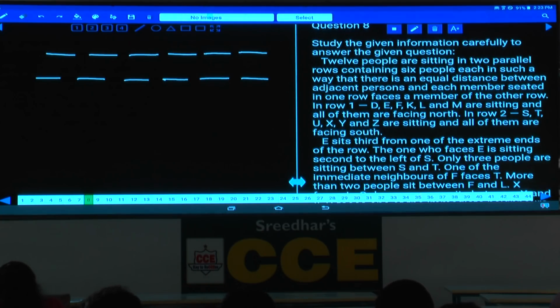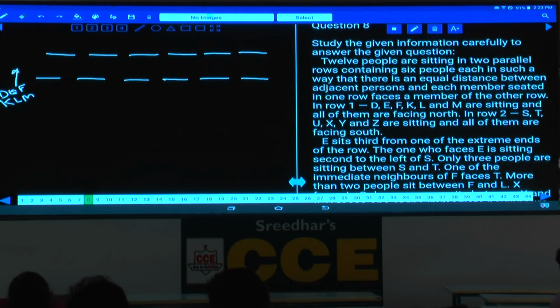Now 12 people are seated in two parallel rows containing 6 people each in such a way that there is an equal distance between adjacent persons, and each member seated in one row faces a member of the other row. In row 1, D, E, F, K, L, M are sitting and all of them are facing towards north. So who are the persons here? D, E, F, K, L, M are the 6 persons in this row.